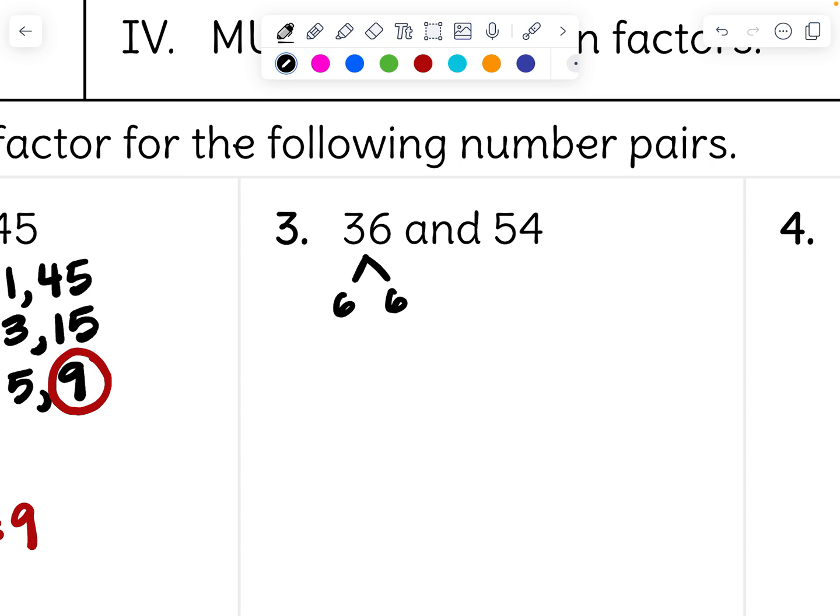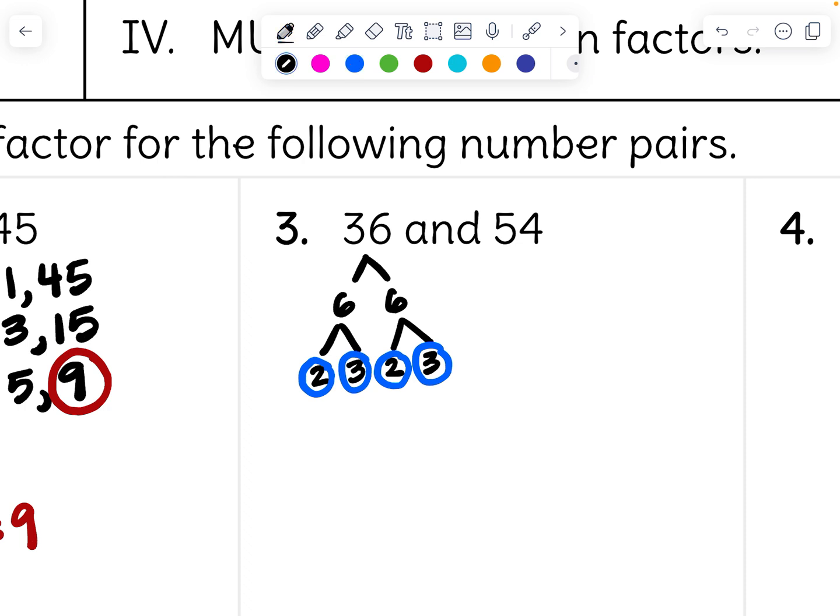And then what can I multiply together to get 6? Well, I can multiply 2 times 3 to get 6. And then I would have to do the same thing for this 6. Now we have 2, 3, 2, 3. And 2 and 3 are both prime numbers because you can't divide either of those numbers by anything except 1 and itself. So these are all my prime numbers for 36.